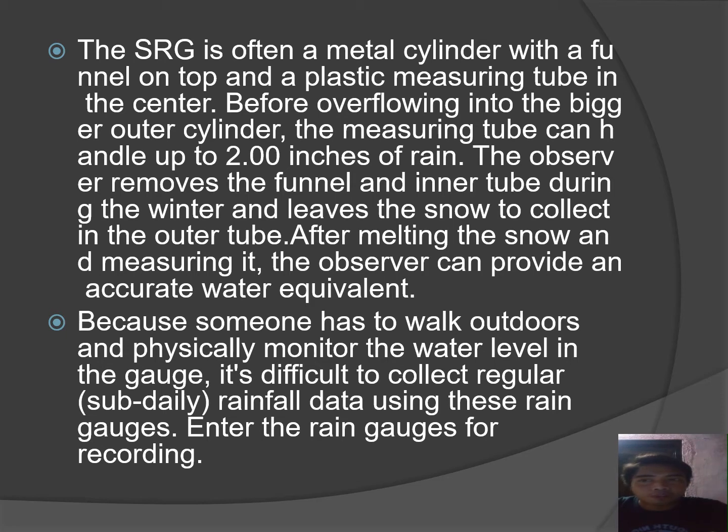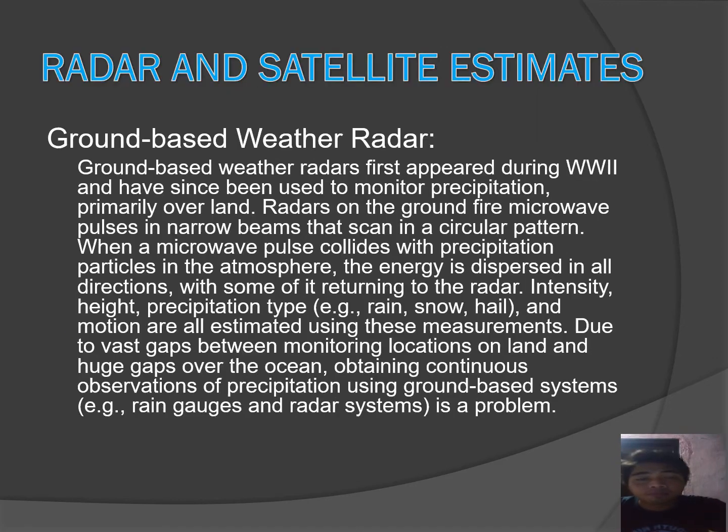rain. The observer removes the funnel and the inner tube during the winter and leaves the snow to collect in the outer tube. After melting the snow and measuring it, the observer can provide an accurate water equivalent. Because someone has to walk outdoors and physically monitor the water level in the gauge, it's difficult to collect daily or sub-daily rainfall data using this rain gauge.